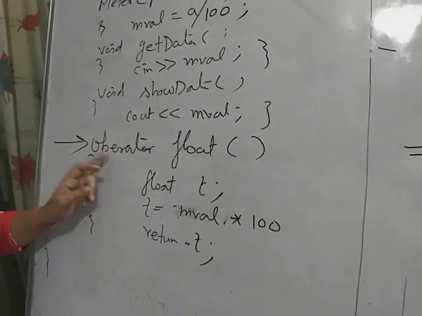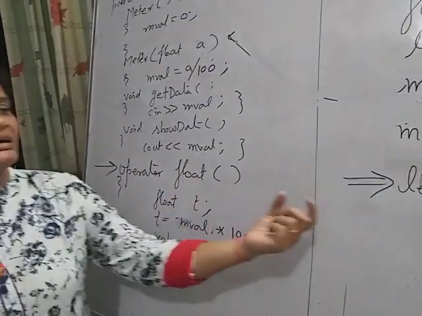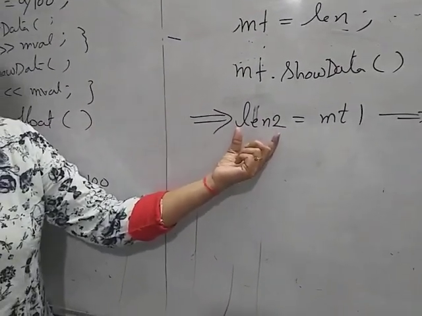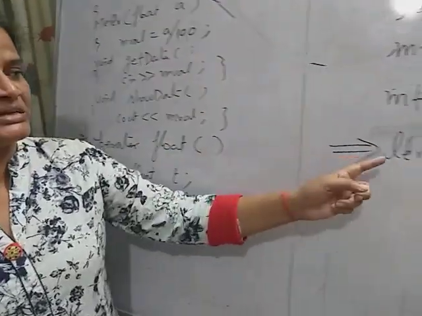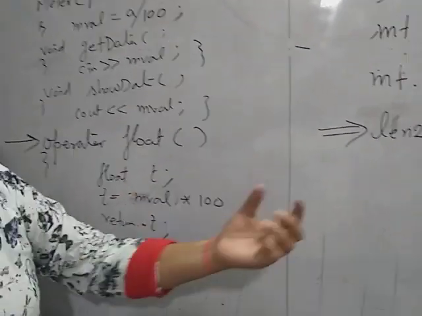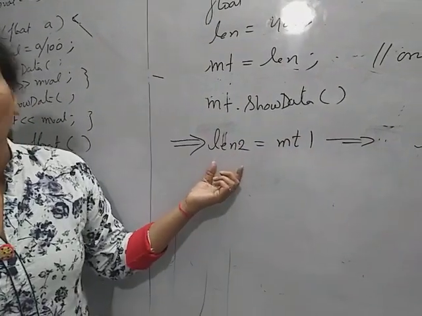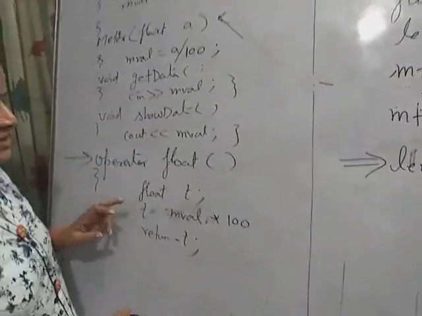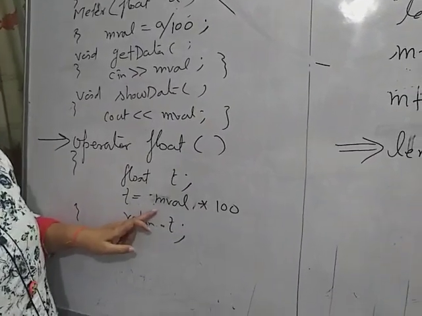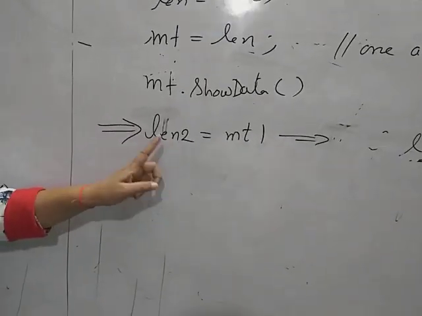Here operator is a keyword. Float is simply the data type of the destination variable. Here this can be another class also, so here the name of the class. Because here len2 is of type float, so float. So simply you can understand this: I want to typecast the meter object into float. So here operator float, and in the t variable I store m val into 100 for converting it into the centimeter, and return t. So t will be stored in len2.